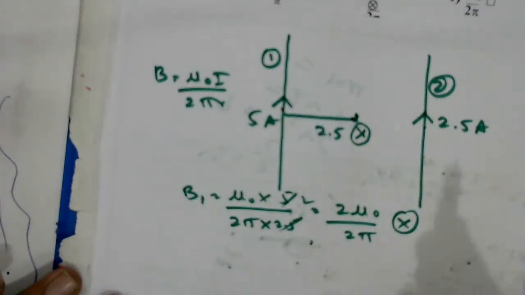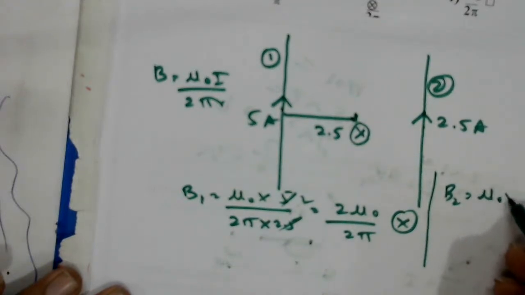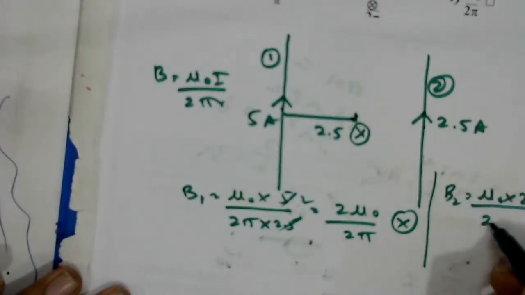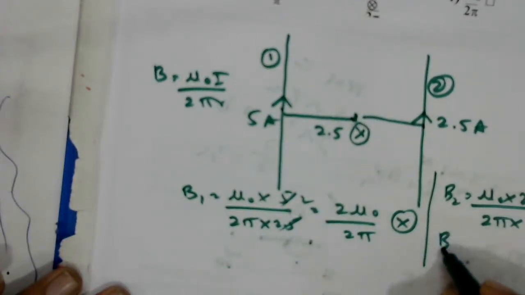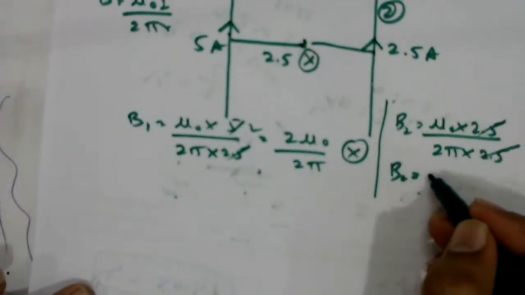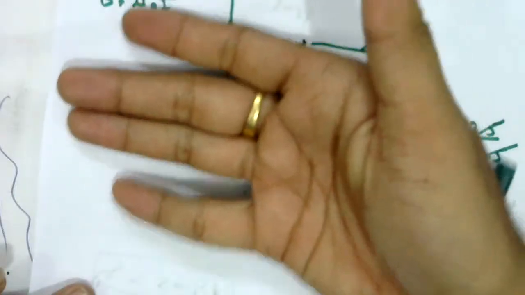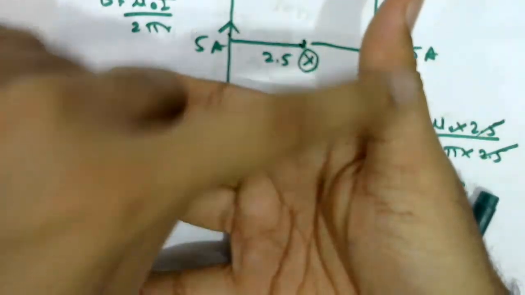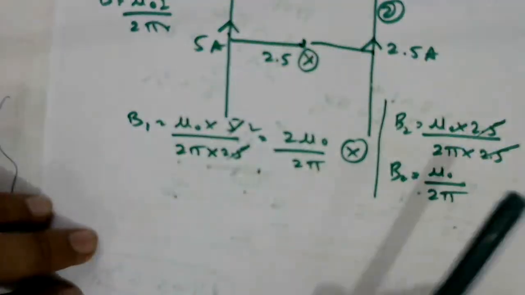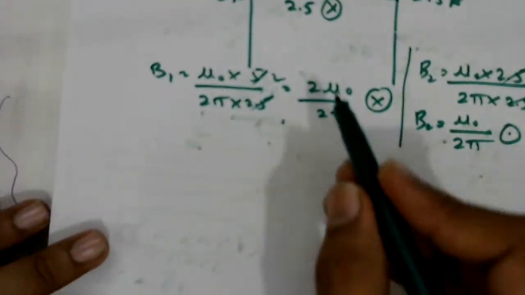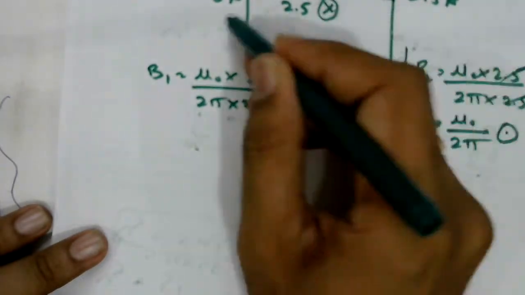We got this much. Now similarly B2 is equal to mu naught into current, 2.5, upon 2 pi r. R from here to here is 2.5. Get cancelled. B2 is equal to mu naught upon 2 pi due to this one. See, like this you have to hold, because this is the direction of current and these fingers are curling upwards. That's why it is upwards. Both are in opposite direction. One due to this one is upwards, due to this one is downwards.